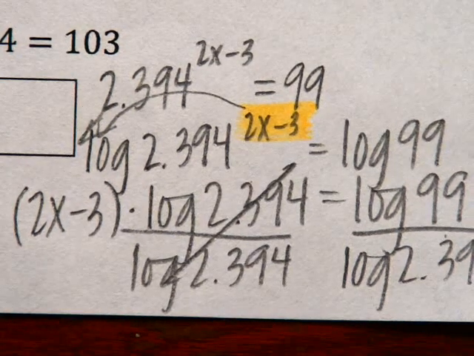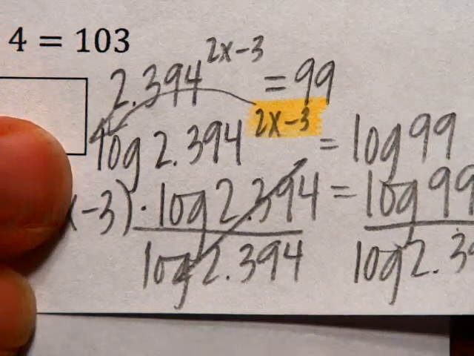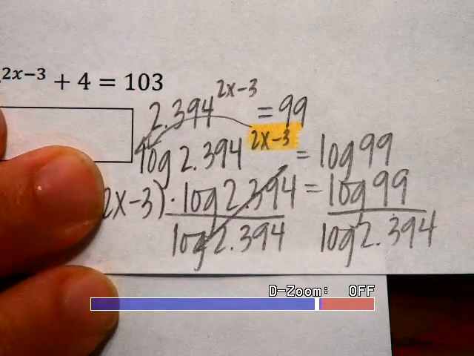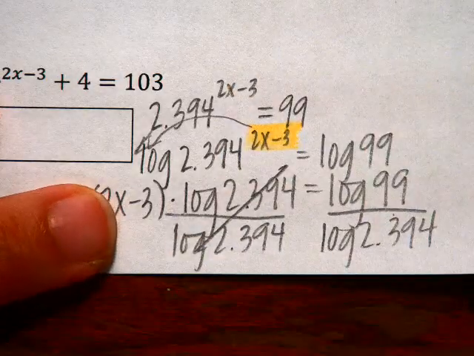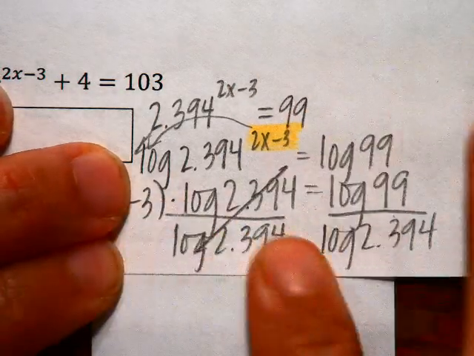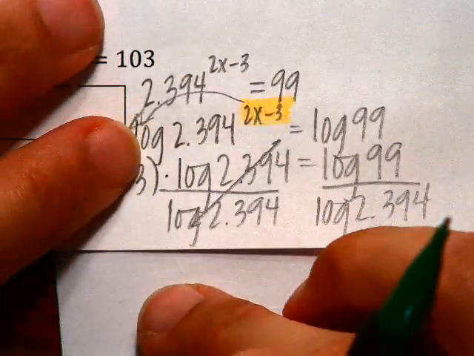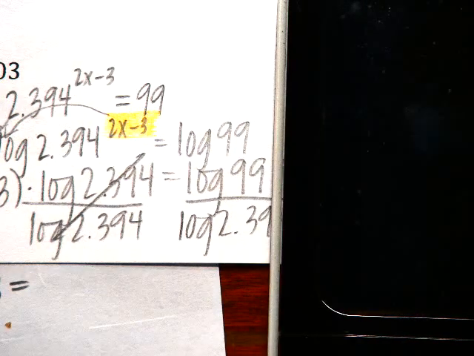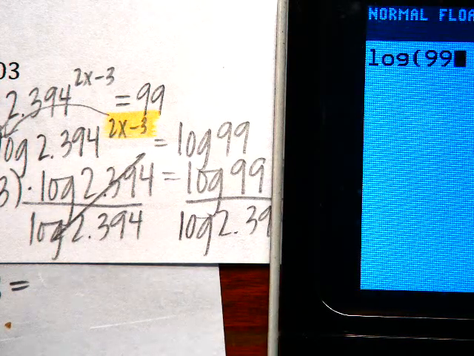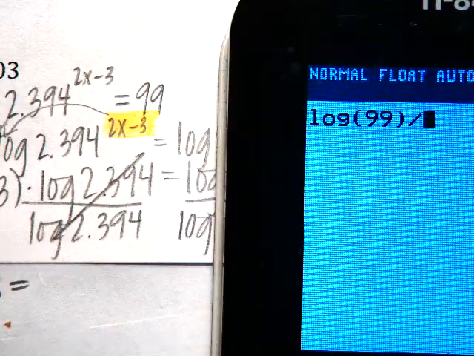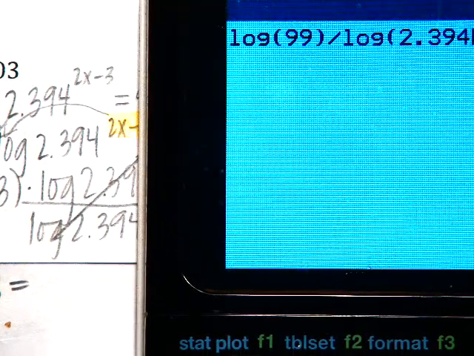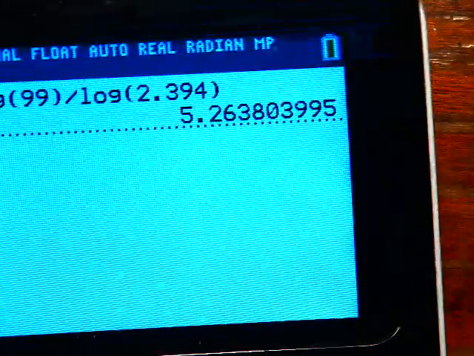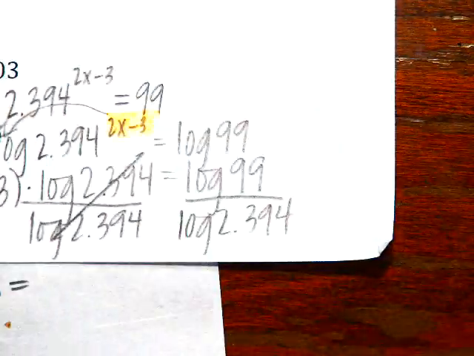Now again, I'll have to deal with the fact that it's not perfect. It's not exactly like I'm done with the problem. I still have 2x minus 3, unfinished business, if you will. But I'll write this so we can see it here. 2x minus 3 equals, now a calculator can do the rest for me. Log of 99 divided by log of 2.394 would give us 5.264.